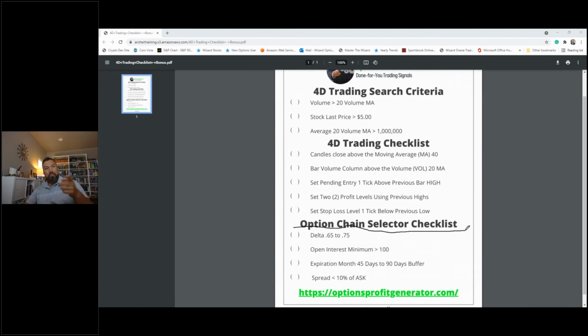My stock traders, you stop there. The trading checklist above that: candles above the moving average 40, bar volume column above the average. It shows you how to set the trade up, how to set profit targets using previous highs, and how to use a stop loss using previous lows. You can become an independent trader, I promise you, using this strategy.